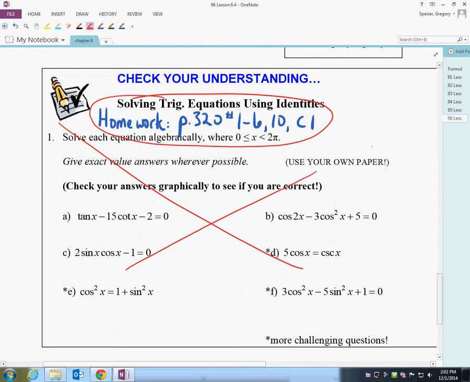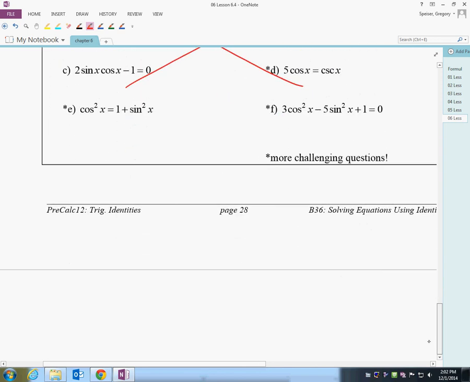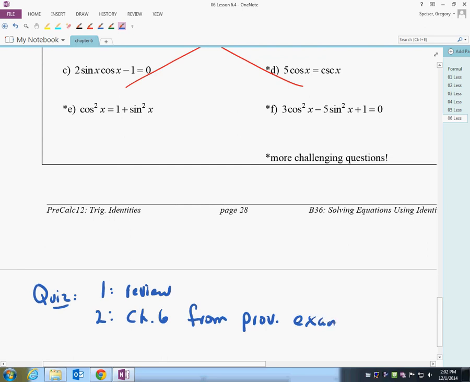Try the textbook questions out. And we do have a quiz coming up. So I would say for the quiz, one is I'll be giving you a review to look over. And the other thing is the chapter 6 from provincial exam. Those would be great places to look to prepare for your quiz after you finish these questions. And we'll see you in class.